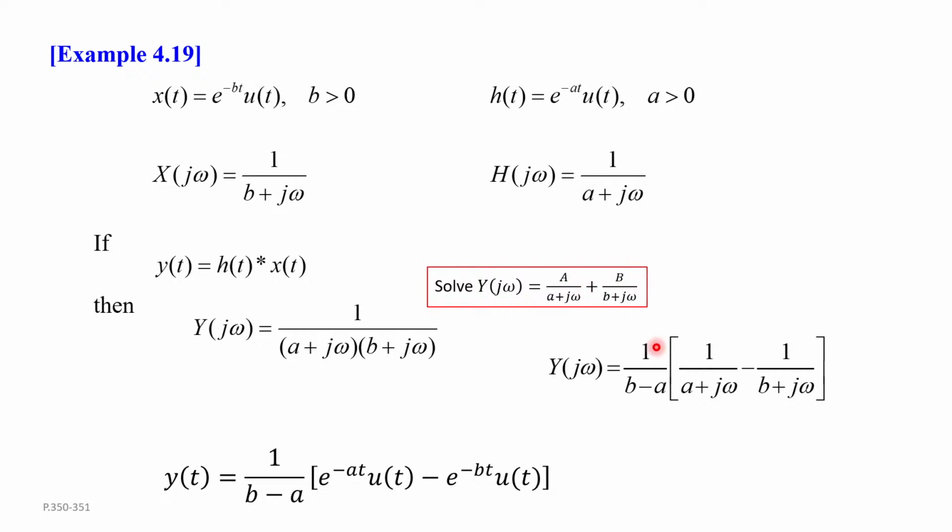So A equals minus B, and then you solve a little more, you see that A equals 1 over b minus a and B equals 1 over a minus b. Okay. So you can get Y of omega equal to 1 over b minus a times 1 over a plus j omega minus 1 over b plus j omega. And now you don't need to do any integral anymore because you know the Fourier transform pairs. This looks like this, and this looks like this. And so the inverse Fourier transform of this thing will just be 1 over b minus a times the exponential minus at minus the exponential minus bt.